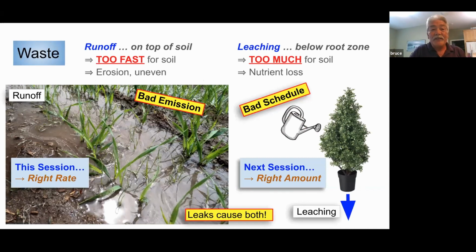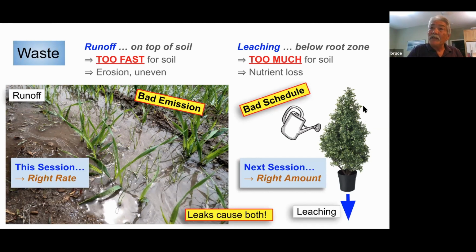Some of the issues which have an impact on our ability to be efficient in our watering obviously is waste from runoff. So we're talking about waste. Runoff is always an issue. If you're applying water at too heavy a rate, obviously you're going to have runoff. This session, we're going to be looking at what the right rate would be.